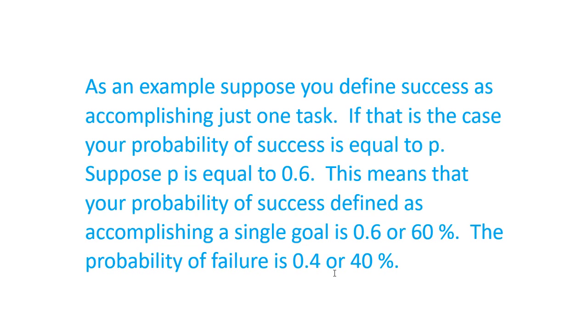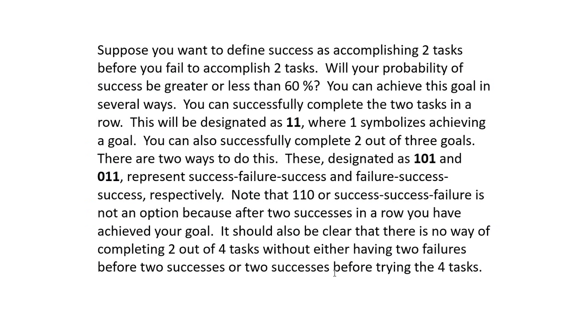As an example, suppose you define success as accomplishing just one task. You have low goals. If that's the case, your probability of success is equal to P. Suppose that P is equal to 0.6. This means that your probability of success in accomplishing a single goal is 0.6 or 60%, and your probability of failure is 0.4 or 40%. Suppose you want to make it two tasks accomplished. Suppose you define success as accomplishing 2 tasks before failing to accomplish 2 tasks. Will the probability of success be greater or less than 60%?